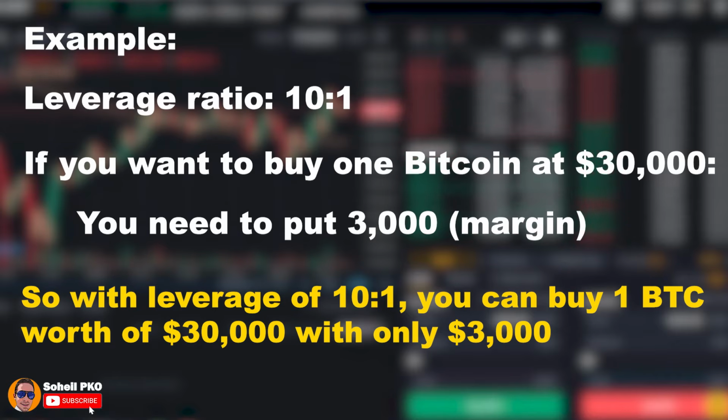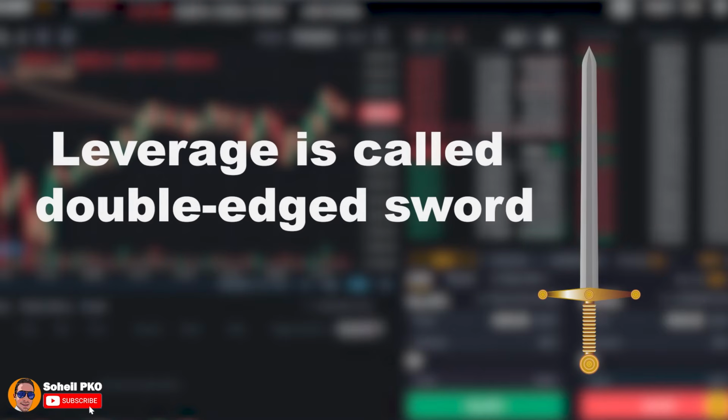And please pay attention that although you're only paying a small percentage of the full value, both your profit and loss will be calculated based on the full position size, not the margin amount that you put for the position. So if the market is moving in favor of your position, you will enjoy magnified profit based on the full position size. But on the other hand, if the market is going against your position, you will suffer a magnified loss too. Your loss will be calculated based on the full position size. That is why leverage is called a double-edged sword, because it can have both favorable and unfavorable consequences.